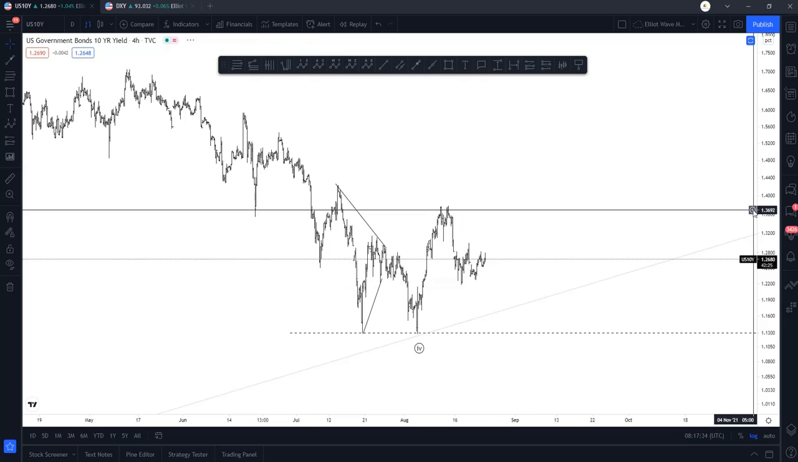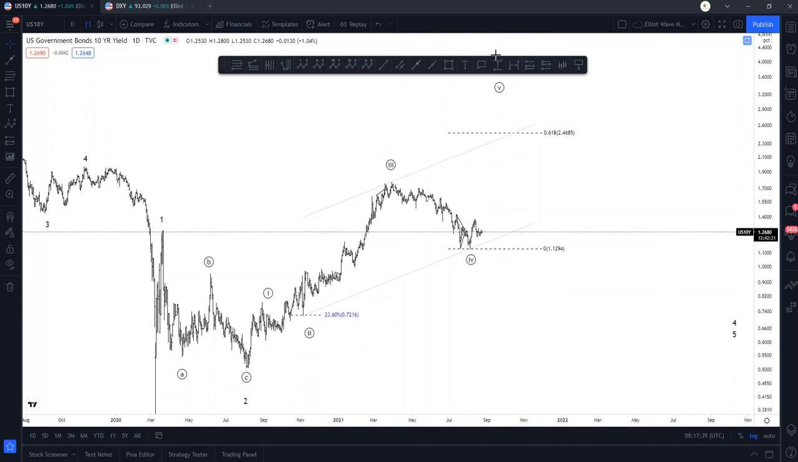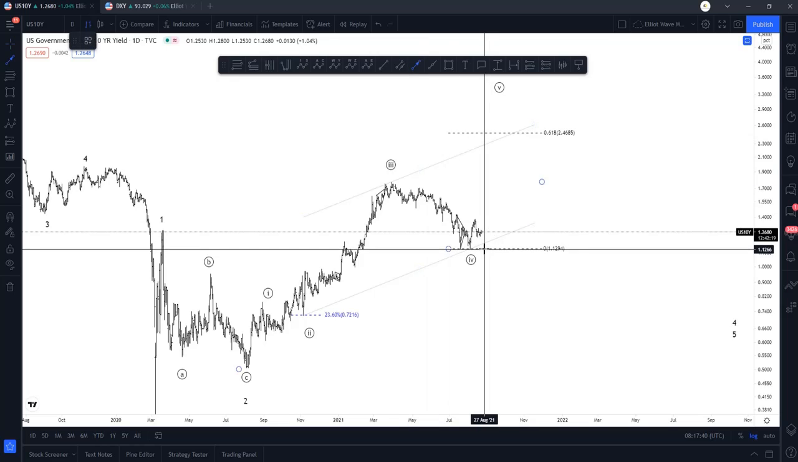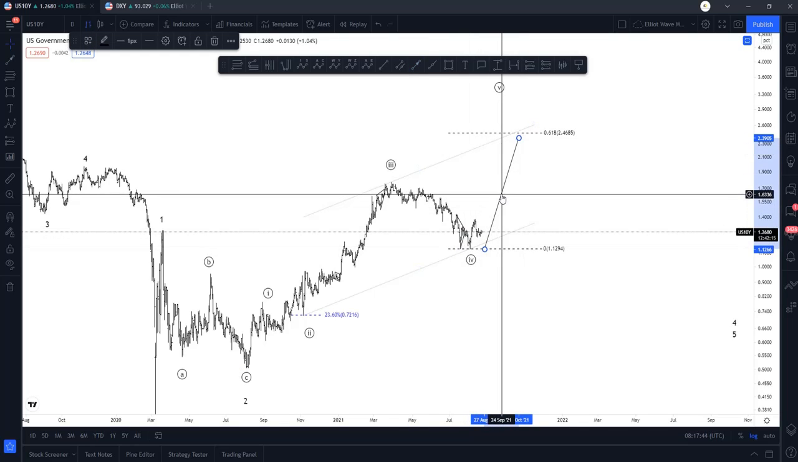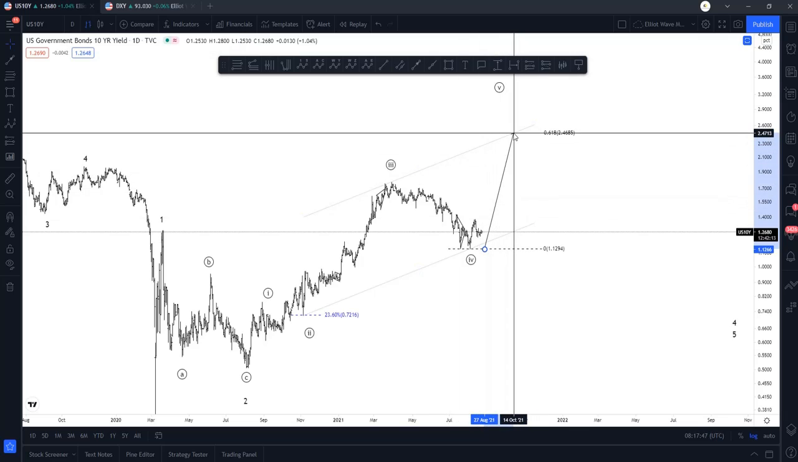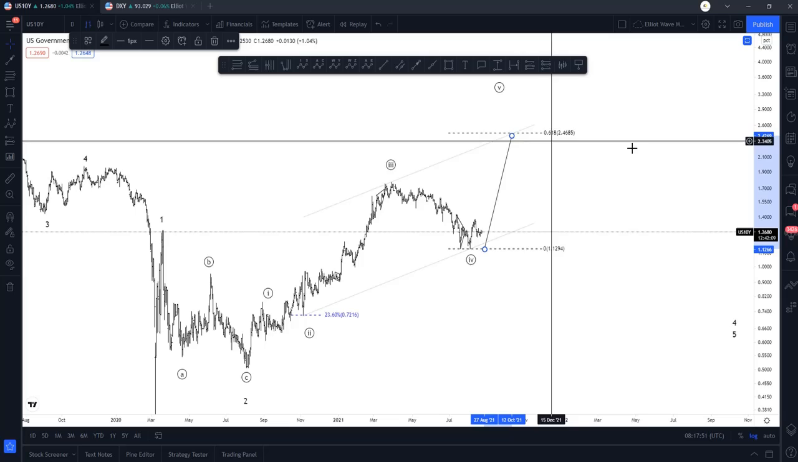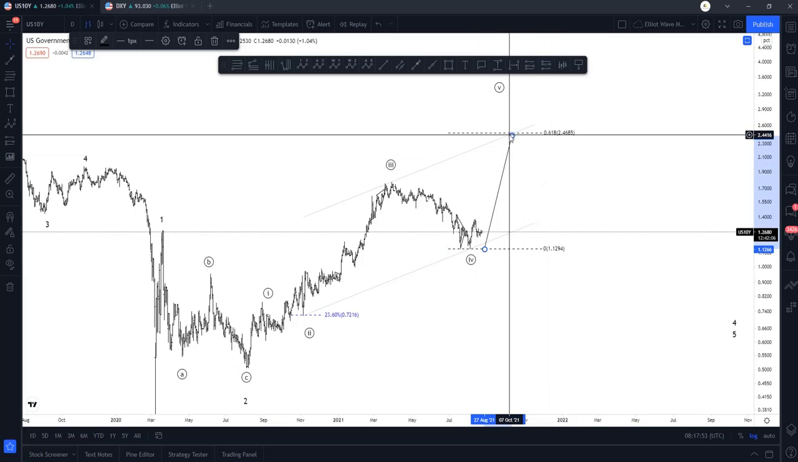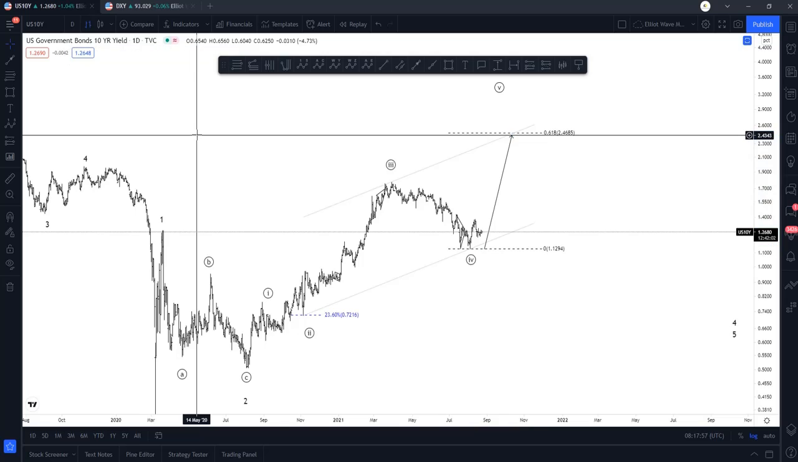Now, on the higher time frames, we have indicated that the 10-year yield is bullish so far. The structure still remains bullish. We've seen a nice reaction from the lows, and I suspect the 10-year yield is going to continue to manifest and move towards new highs, especially towards this 2% or 2.4% yield mark. This would indicate a stronger dollar.